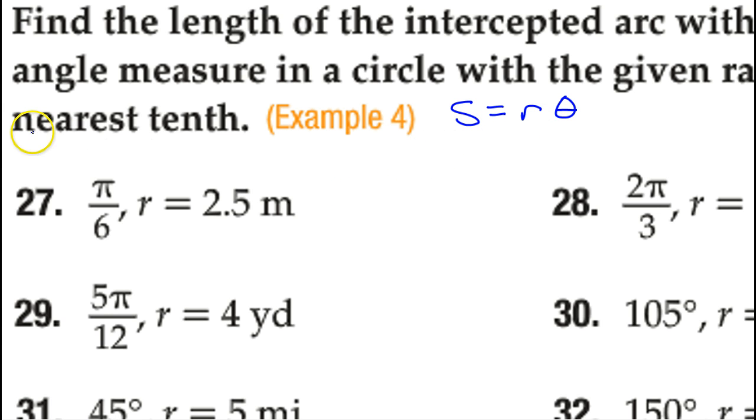Now they want us to give the answer to the nearest tenth, so we'll have to wind up using a calculator. So for this first one, number 27, the arc should equal the radius times the angle. So that's going to be 2.5 times pi over 6.